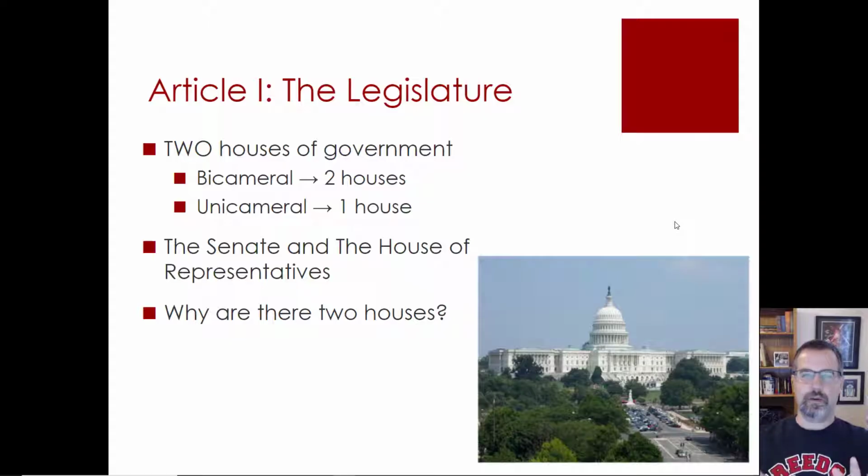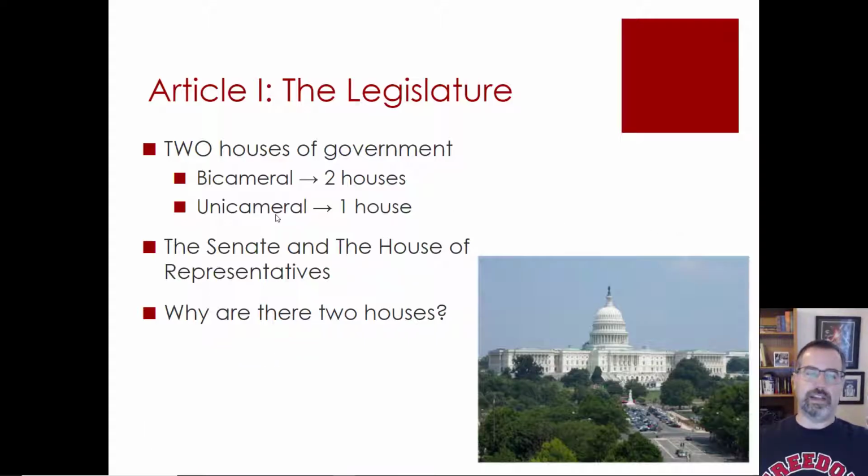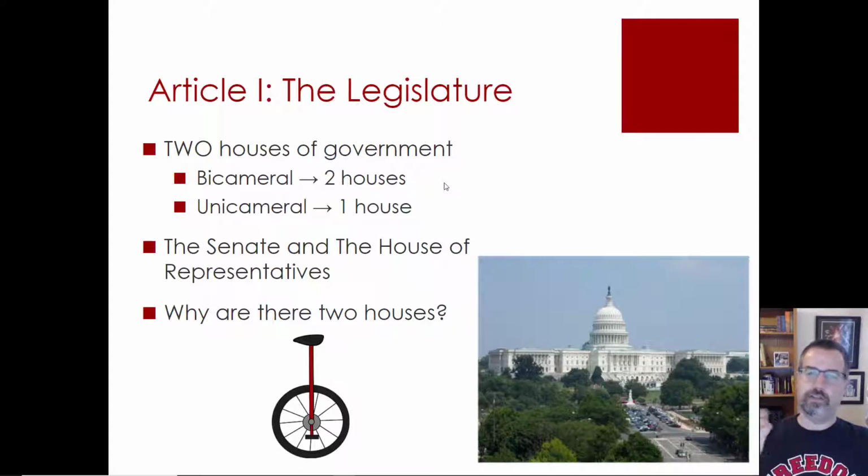So our legislative branch is made up of two different chambers, or two houses of government. So we have what's called a bicameral legislature. Just remember, students, bicameral refers to two houses, and a way to remember that is a bicycle has two wheels, just like bicameral is two houses. The other phrase you should know is unicameral legislature, one that has one house. If you think of a unicycle, it has one wheel. So that's a way to remember it.